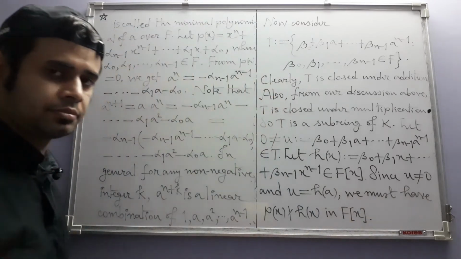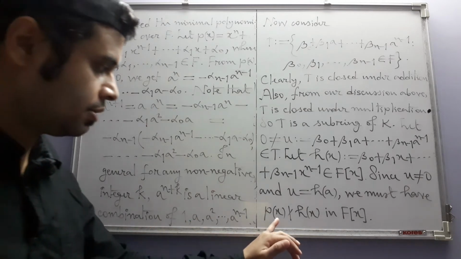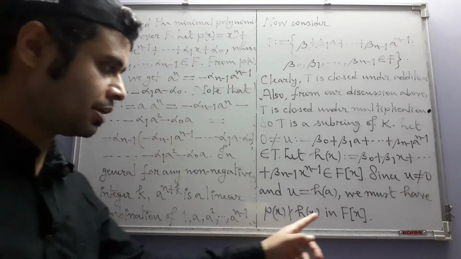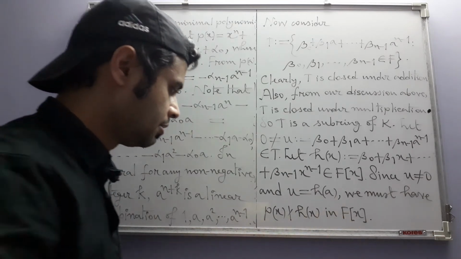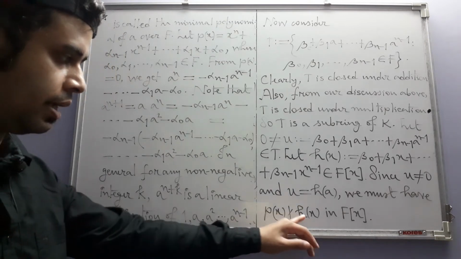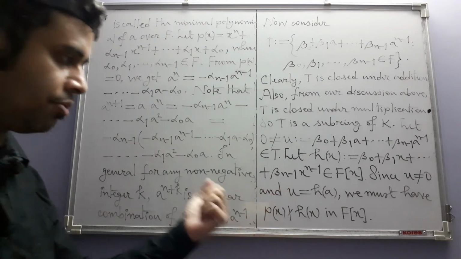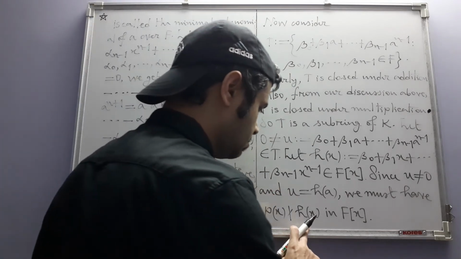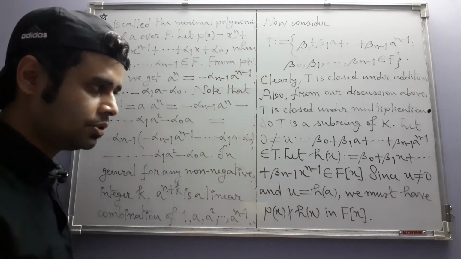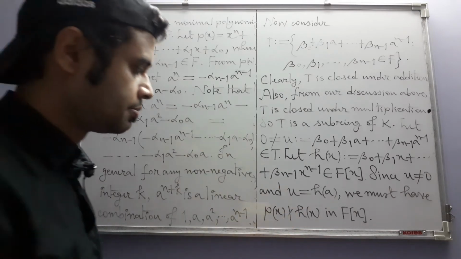Why? If P(x) divides H(x), that is, if H(x) is a multiple of P(x) where the other factor is also coming from F[x], then obviously H(A) will be equal to 0, because then H(A) will be equal to P(A) times that other polynomial also evaluated at A, proving that U is 0, which contradicts the choice of U. So that's why P(x) cannot divide H(x).